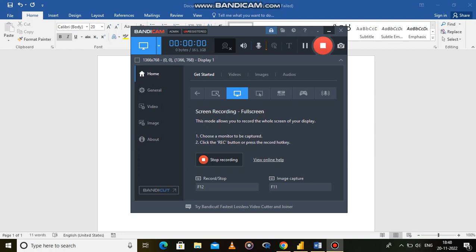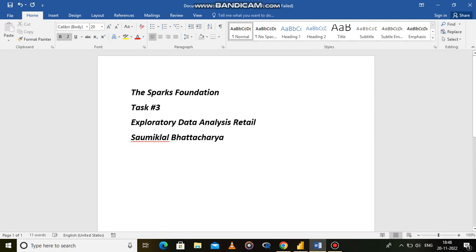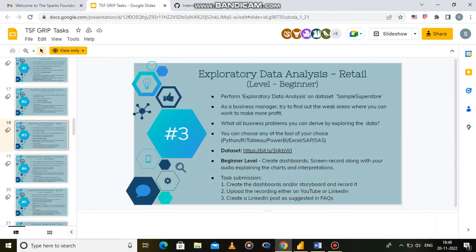My name is Acharya and this is task 3 of the Spark Foundation internship, where we are doing exploratory data analysis on retail, on the dataset SampleSuperstore. As a business manager, we're trying to find the weak areas where we can make more profit and what business problems we can derive by exploring the data.